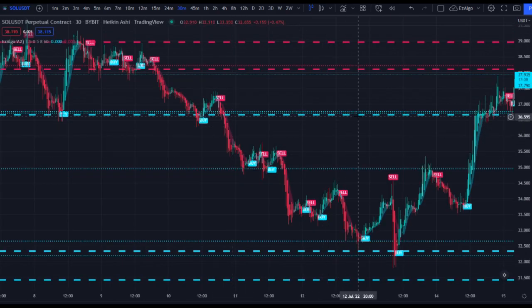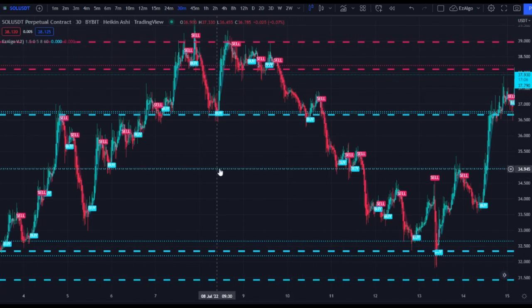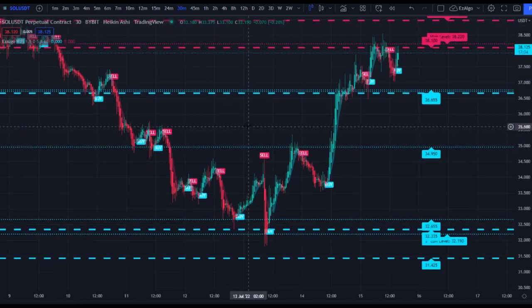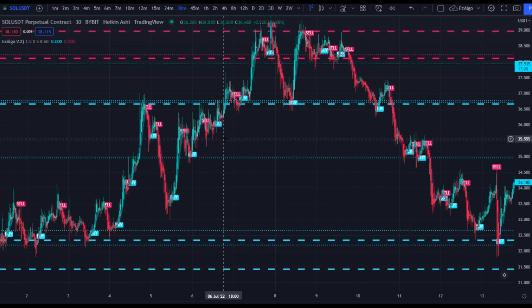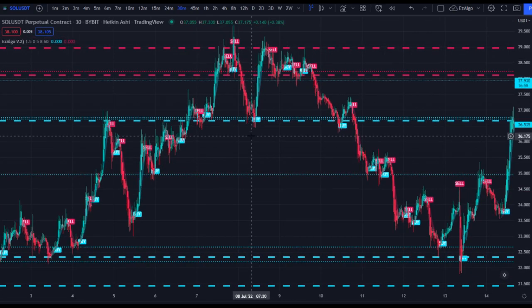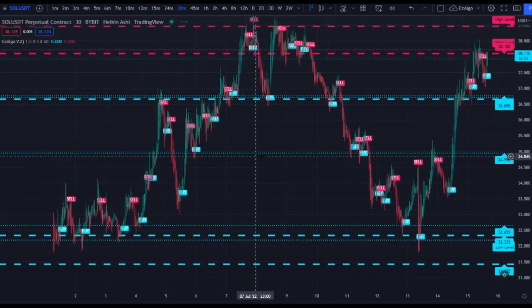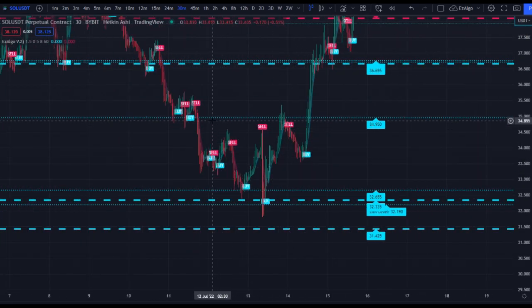All right, the next coin is Sol, right? Solana USDT. Now, I love trading this coin. I've been trading this coin for a while now. It is one of my favorites. If you keep the EzAlgo levels in mind and you take shorts when you're at resistance and you take longs when you're at support, this win rate is very high.